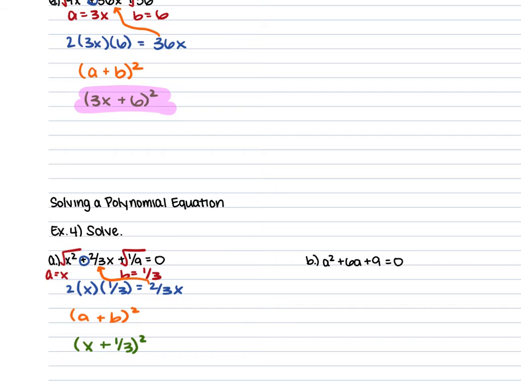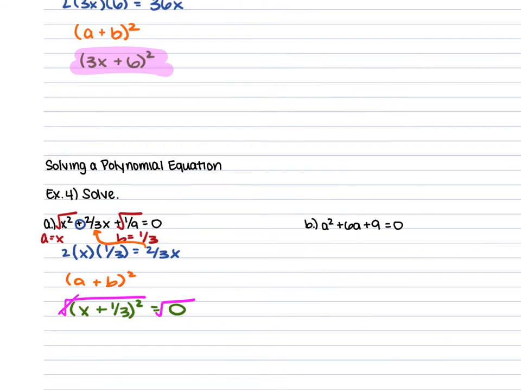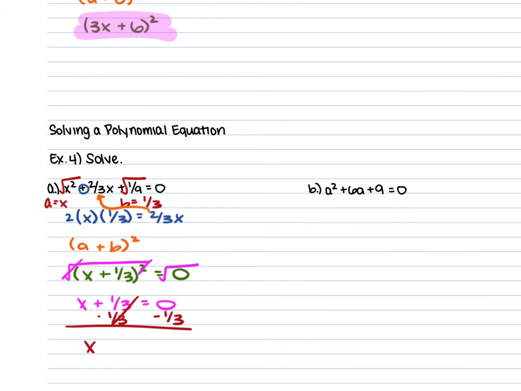Now this is equal to 0. So don't forget, like I just did, to keep it equal to 0 and solve. For this, we can start by taking the square root of each side. It gets rid of that power. So we just have x plus 1/3 is equal to 0. We subtract the 1/3 from each side, and we get that x is equal to negative 1/3.